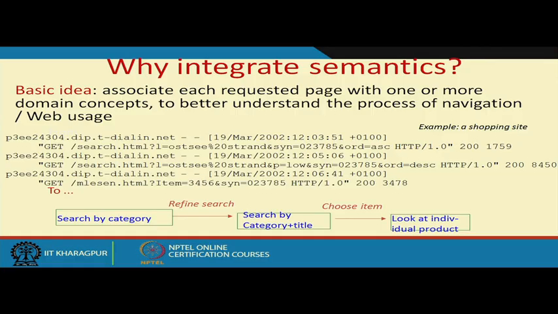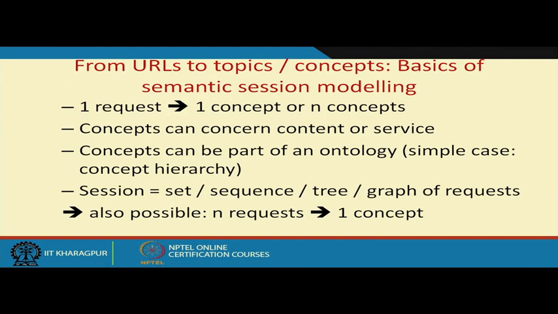For example, you can see three consecutive requests which you identify as a session. You say that first the person searched the items through category, then searched the items through category and title, and finally chose the items by looking at the individual items. Such kinds of user activities can be traced back if you use semantics.